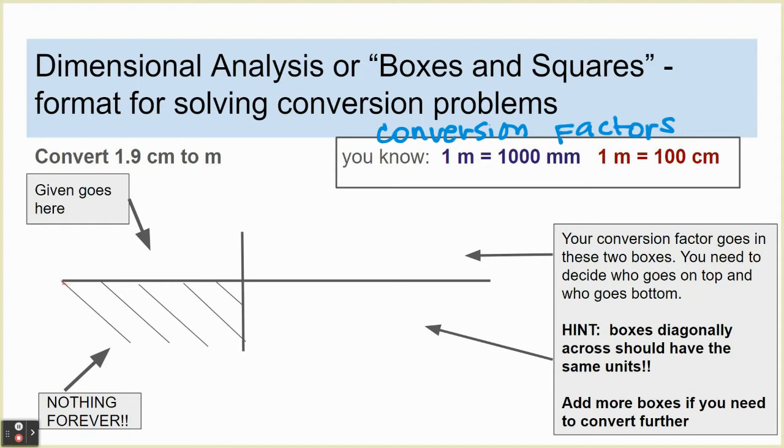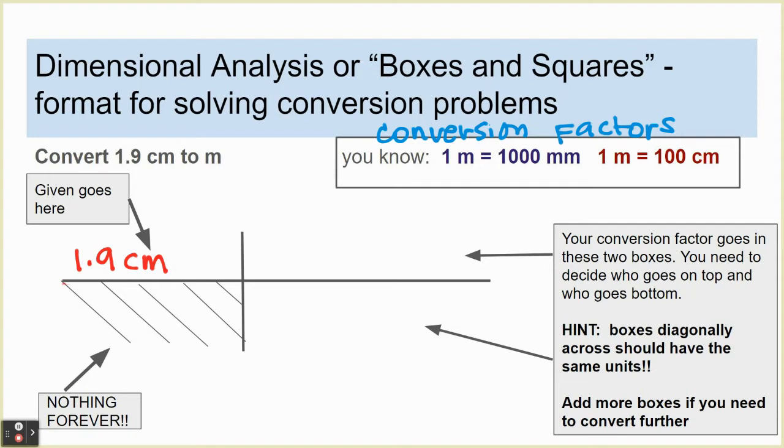In the first top box, that's where your given goes. So what's the given? The given is always the number in the problem. If you look closely, the given is 1.9 centimeters. Now, what goes in the next boxes, the top and bottom boxes? If you have more than two, in the next boxes, this is where you put your conversion factor.